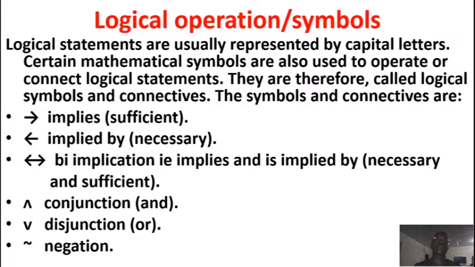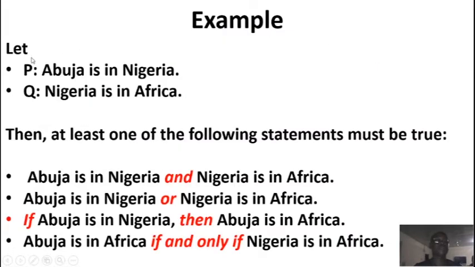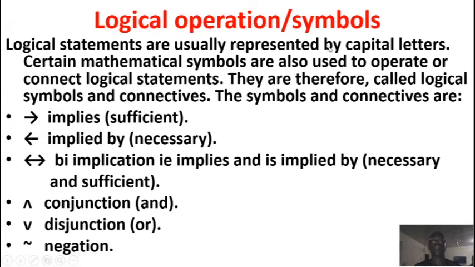Logical operations, symbols. We say logical statements are usually represented by capital letters, just as we did here. We represented Abuja is in Nigeria by a capital letter P, and Nigeria is in Africa by a capital letter Q. That's what we mean by saying that logical statements are usually represented by capital letters. Now we say that certain mathematical symbols are also used to operate or connect logical statements. They are therefore called logical symbols and connectives.